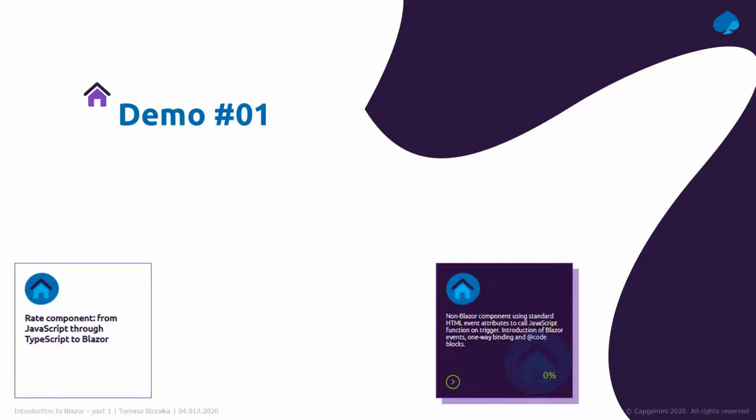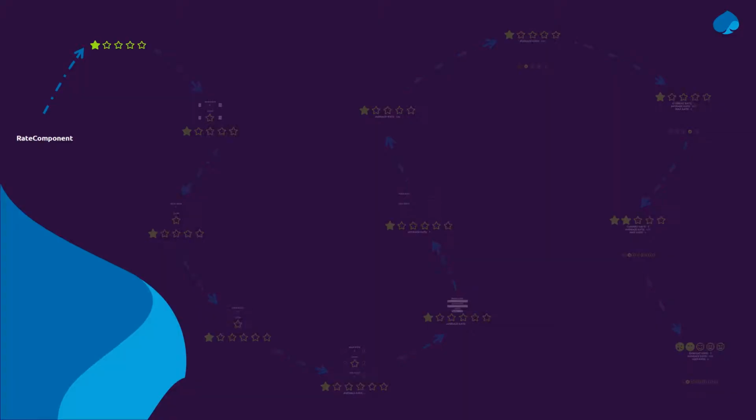In the first demo, we are going to present a simple Razor component. We are going to copy the entire working JavaScript solution, transition it to TypeScript, and then move that forward and transition that TypeScript solution to Blazor.